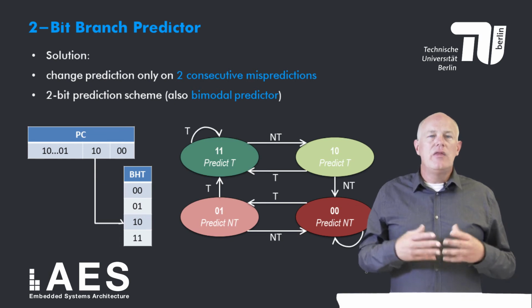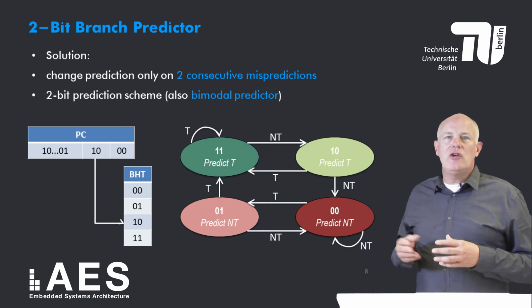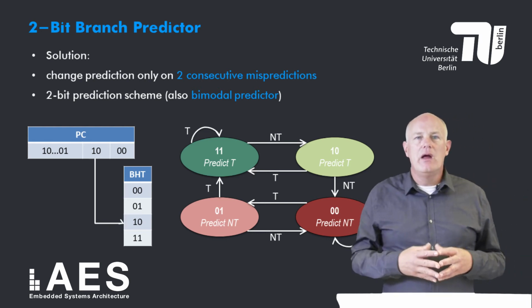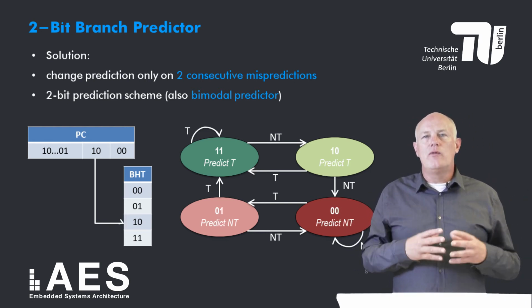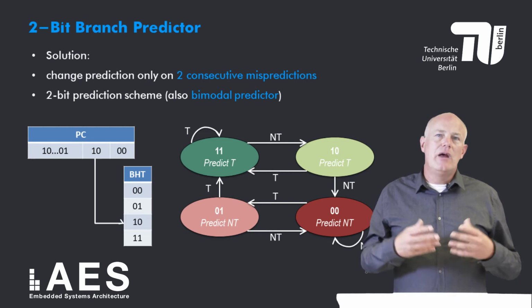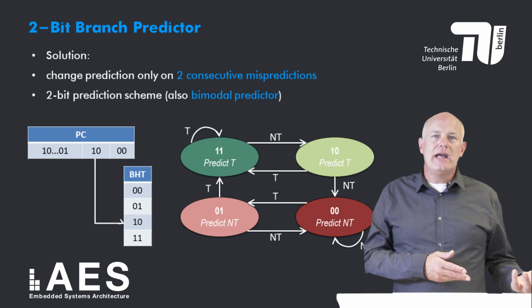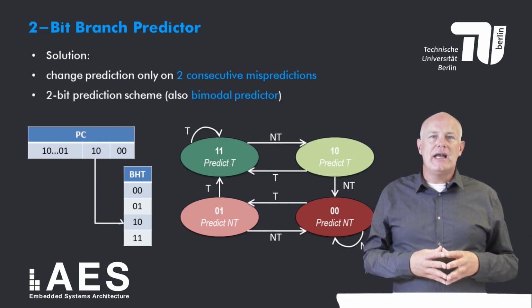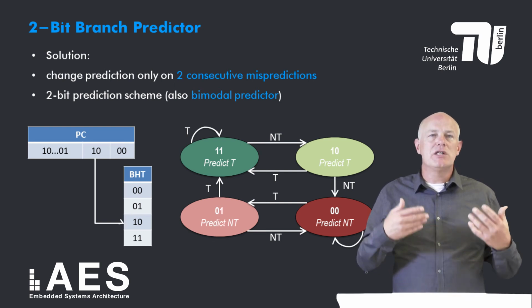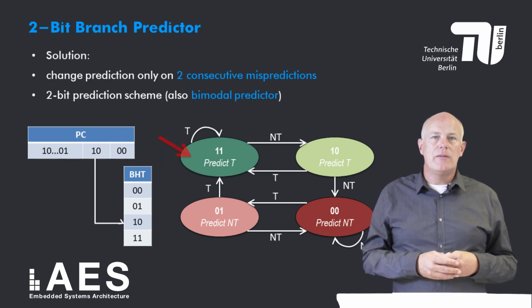The behavior of each 2-bit entry can be represented by a finite state machine as shown here. The 2 bits are used to encode 4 states. The leftmost bit indicates the prediction. When it is 0, the prediction is not taken. When it is 1, the prediction is taken. It can be seen that in this finite state machine, a prediction must miss twice before it is changed.